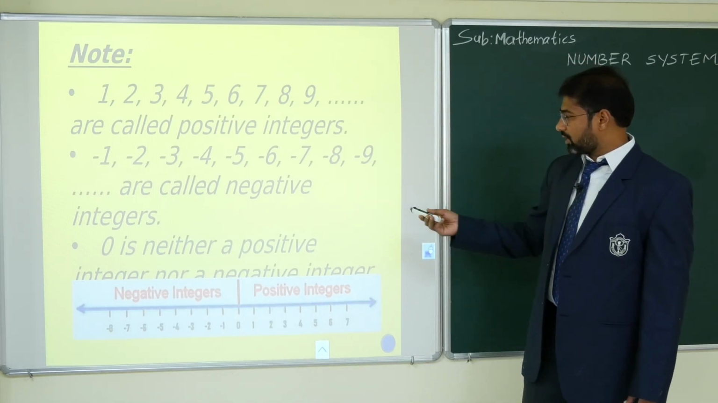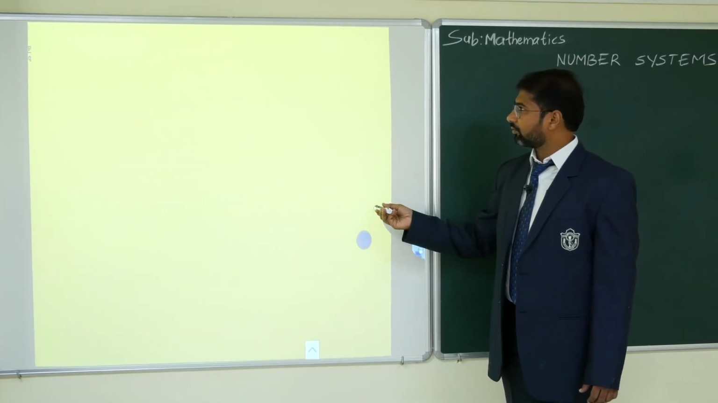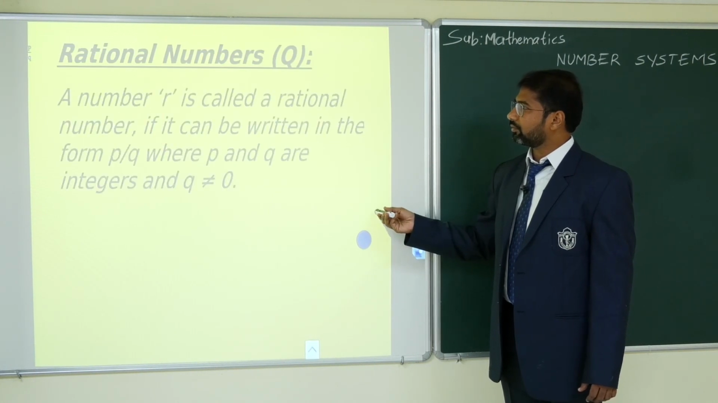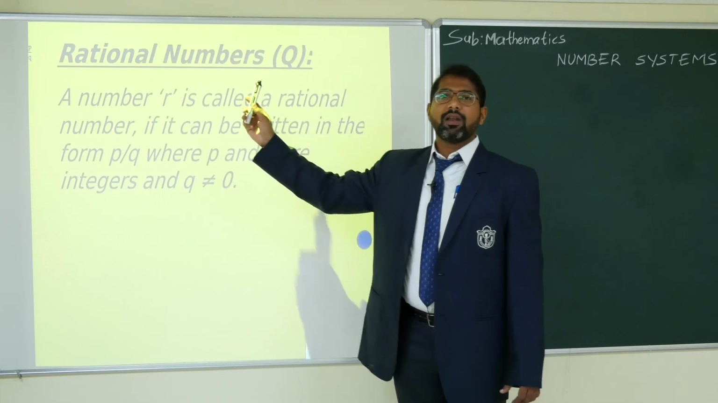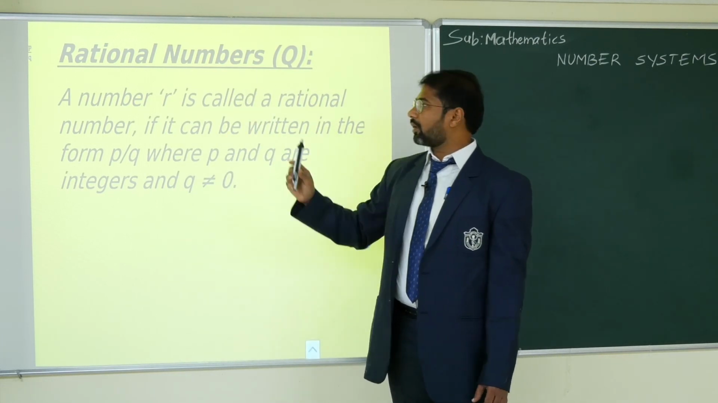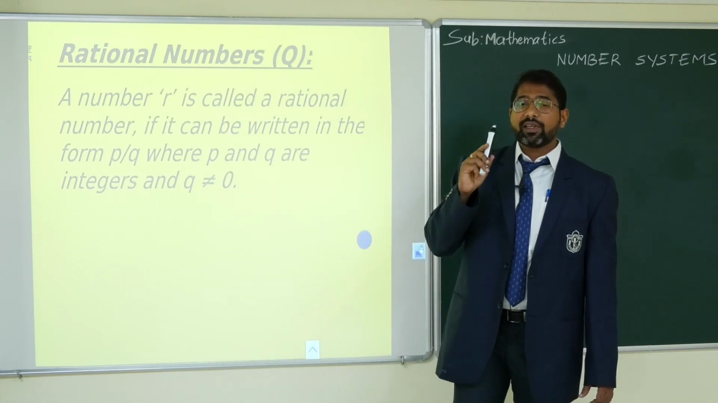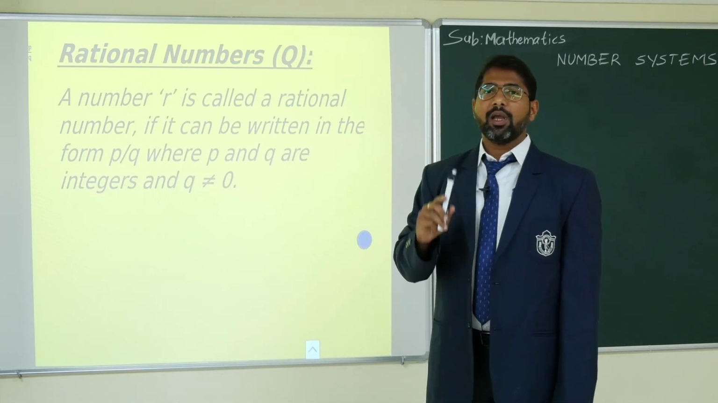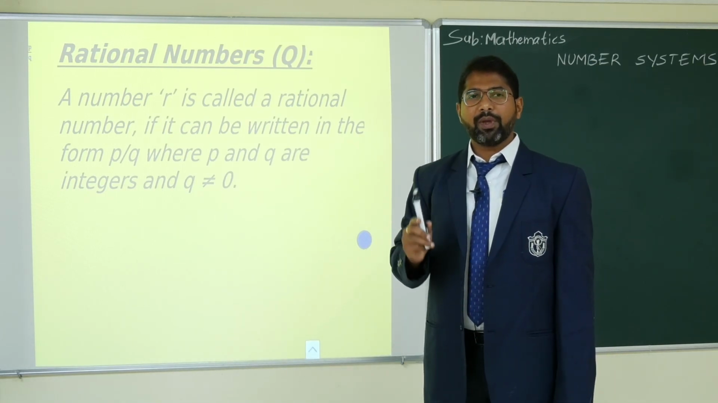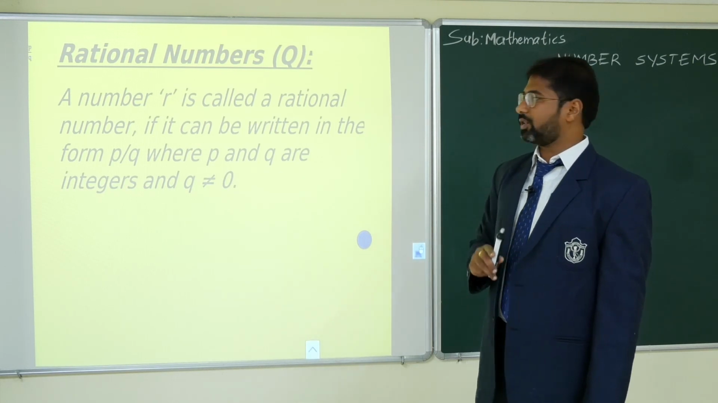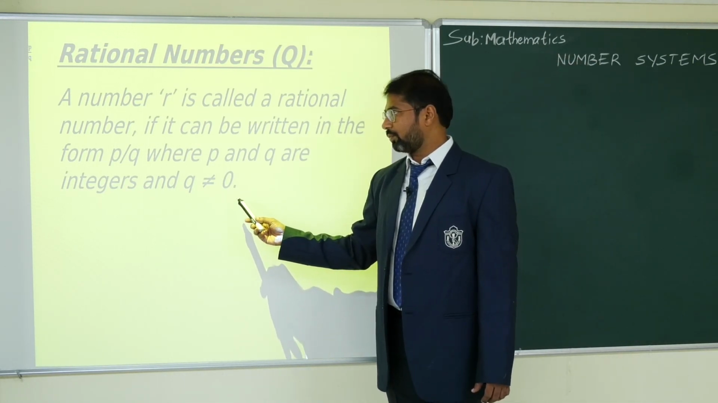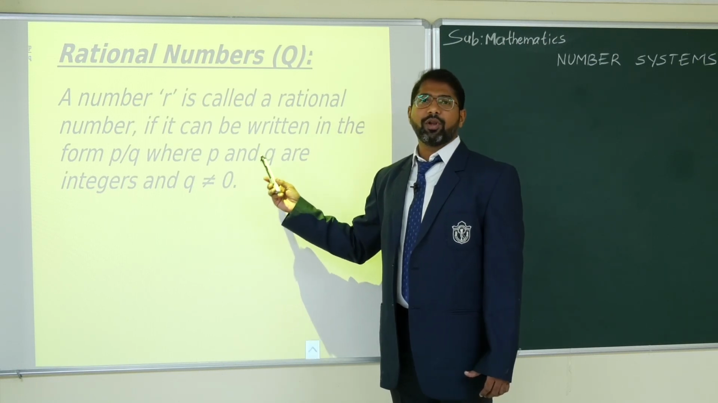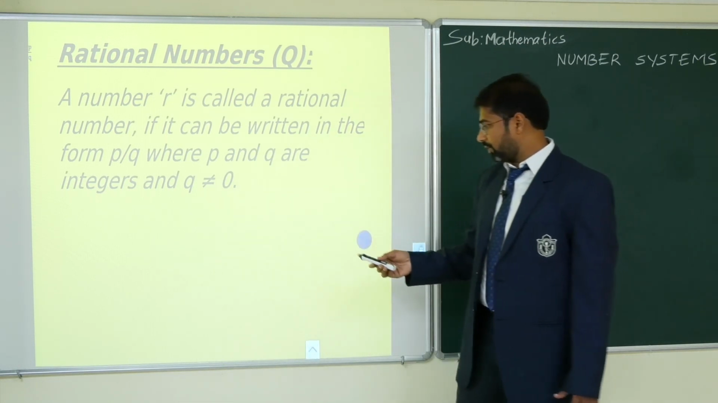Next number set is rational numbers. A number R is called a rational number if it can be written as P by Q, where P and Q are integers and Q is not equal to 0. Let us learn more about this through some examples.